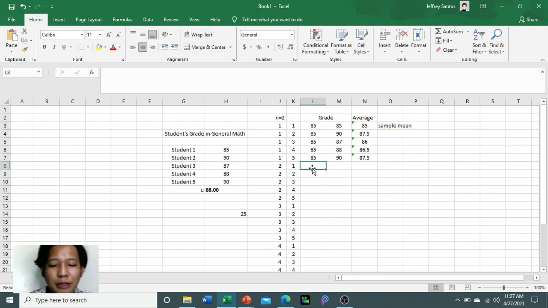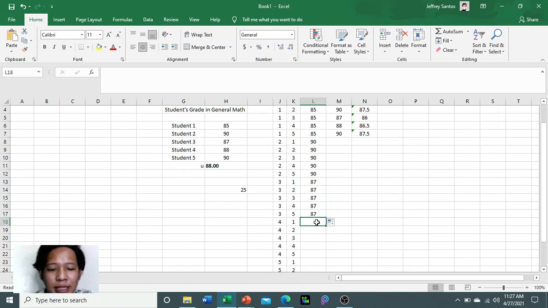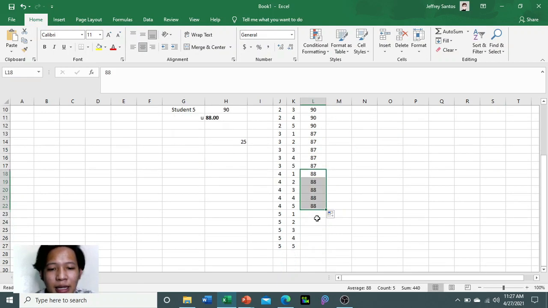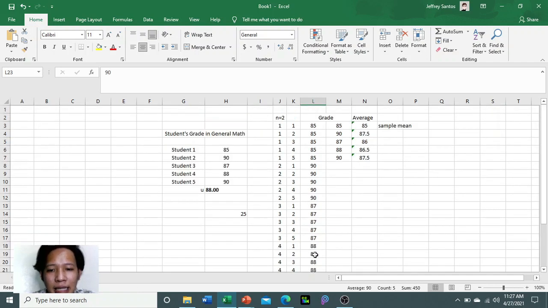If student 2 is 90, then all of the student 2 entries should be 90. Student 3 is 87, so all of those are 87. Student 4 is 88, so all of these are 88. And all of the 5s are 90. Then we just copy this. Great, since it is sequential. Okay, so, that's it.